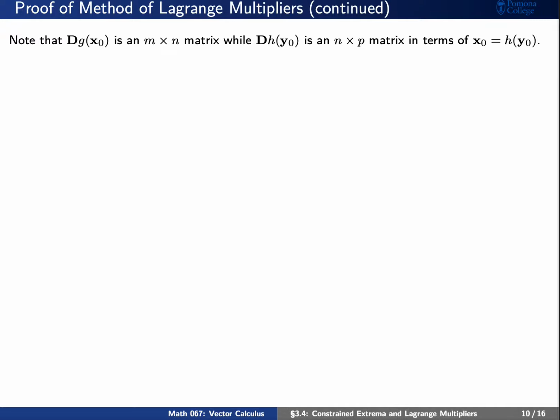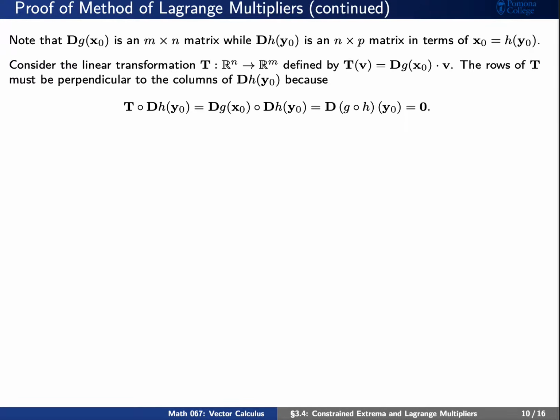Now, notice that the derivative of g is an m by n matrix, while the derivative of h is an n by p matrix. We can now let T be the derivative of g, and by simply looking at the chain rule, if we take the product of T times the matrix which is the derivative of h, we find the zero matrix. Again, remember that the composition here has to be a constant. That's the way we defined h as the inverse of g.